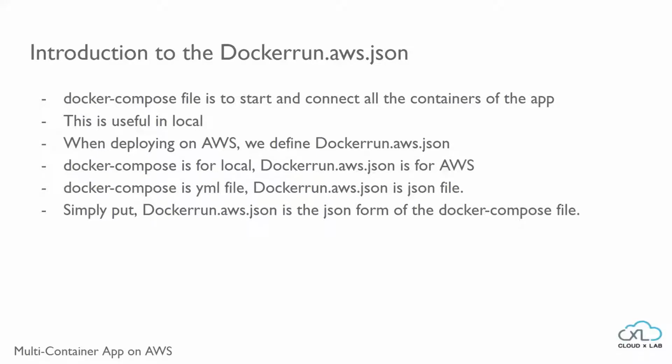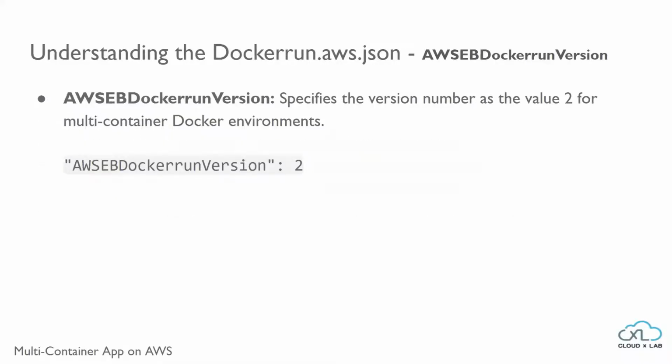Simply put, we can think of Dockerrun.aws.json as the JSON form of the Docker Compose file. Now let us understand the structure.